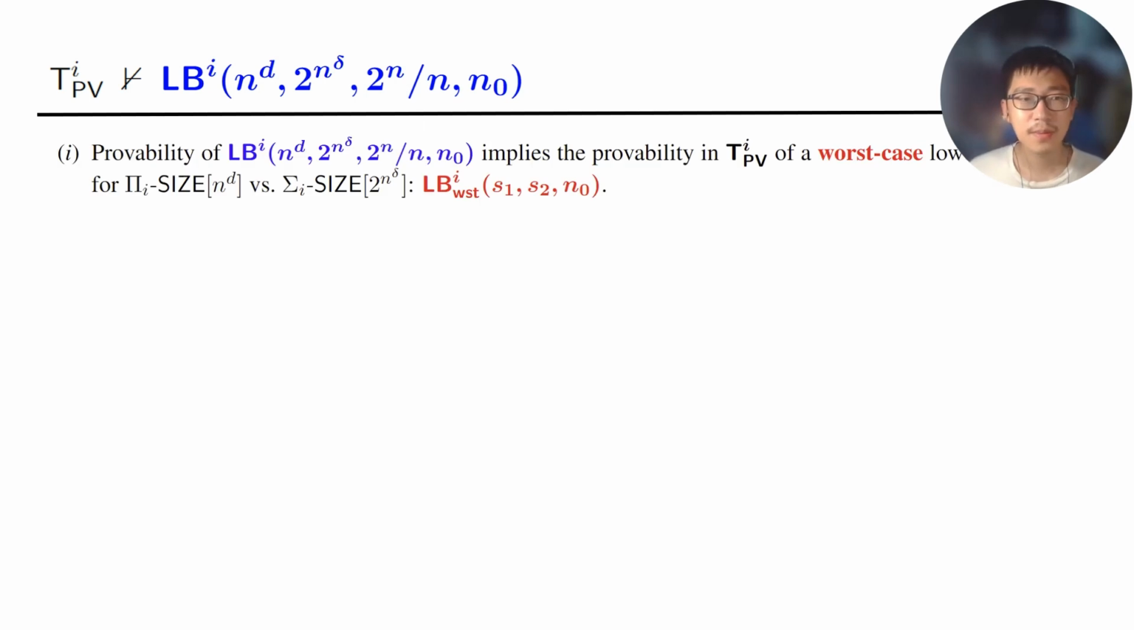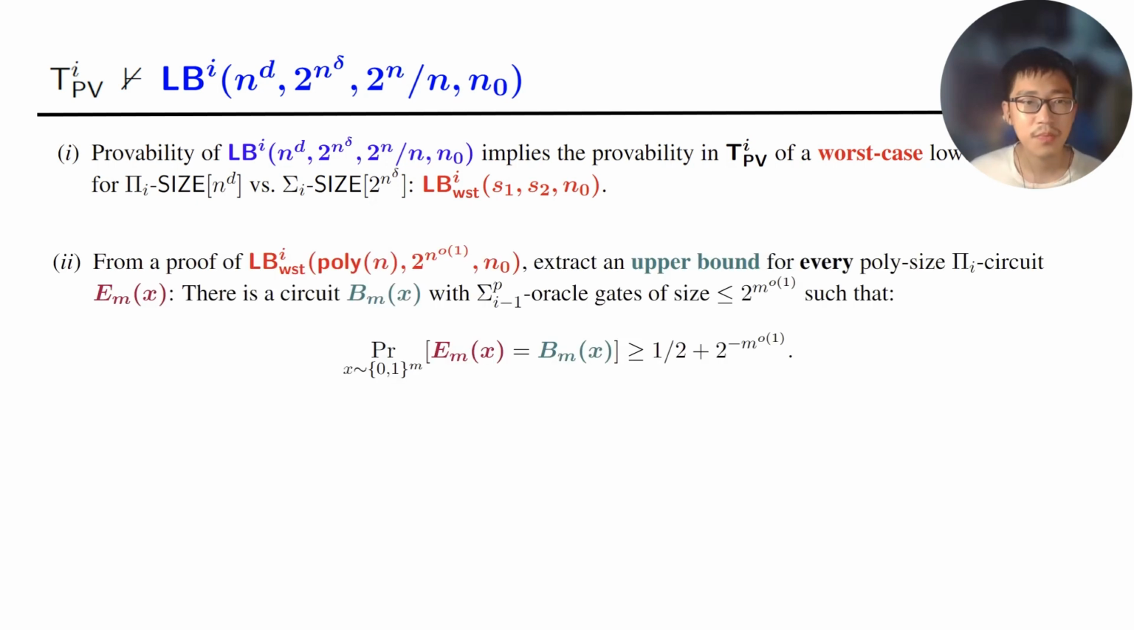result here. Suppose towards a contradiction that the sentence lower bound LB_i is provable in the theory TIPV. Since this represents an average-case lower bound for Π_i circuits versus Σ_i circuits, it should imply the provability of a worst-case lower bound for Π_i circuits and Σ_i circuits, which we denote by this sentence LB_i of worst case. From a proof of this worst-case lower bound in the theory TIPV, we can extract an upper bound for every poly-size Π_i circuit E_M, which means that every such circuit can be computed by a deterministic circuit B_M with Σ_{i-1}^p oracle gates of size 2^(m^o(1)) with an advantage of 2^(-m^o(1)).